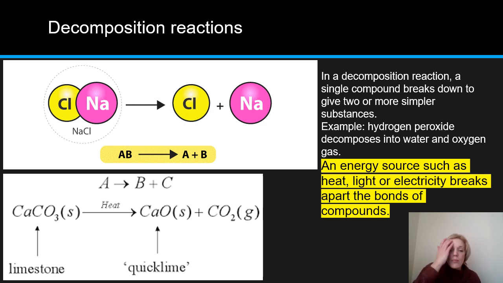So let's think about hydrogen peroxide. It decomposes, sorry, I'm tongue-tied, into oxygen quite a lot. If we add a catalyst, usually it will decompose to water and oxygen gas a lot quicker. Okay, so an energy source is used in this situation. Just like I said before on the previous slide, it's heat, light, or electricity that breaks down the bonds of the compounds, and that's what's going on. You're breaking down the bonds of the compound.